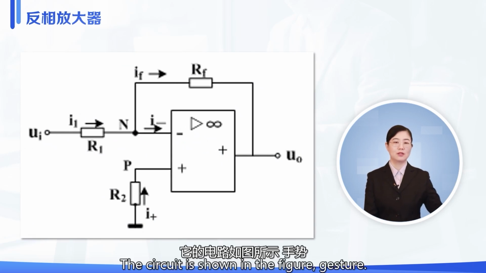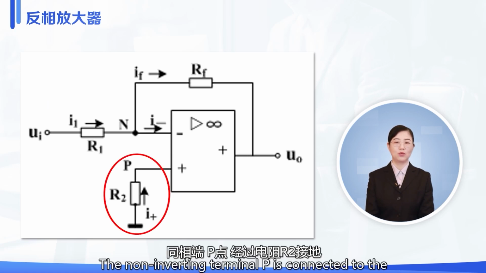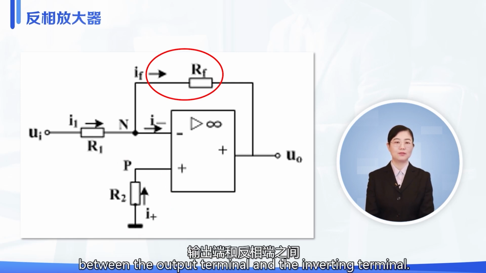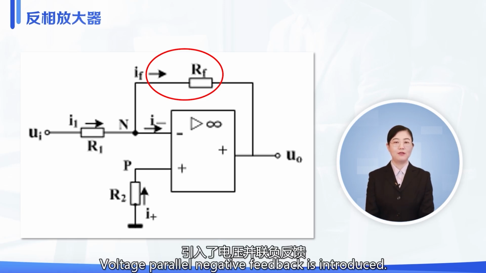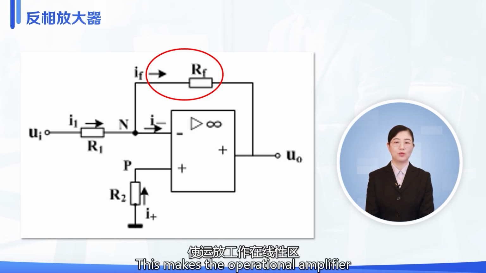The circuit is shown in the figure. The signal is input from the inverting terminal N. The non-inverting terminal P is connected to the ground through resistor R2. The feedback resistor RF is connected across the output terminal and inverting terminal. Voltage parallel negative feedback is introduced. This makes the operational amplifier work in the linear region.